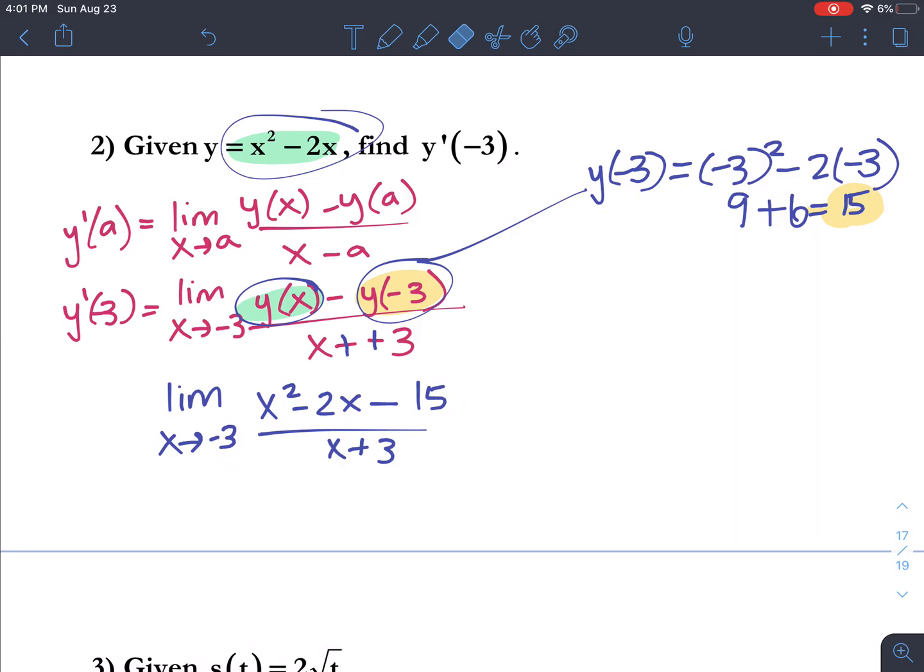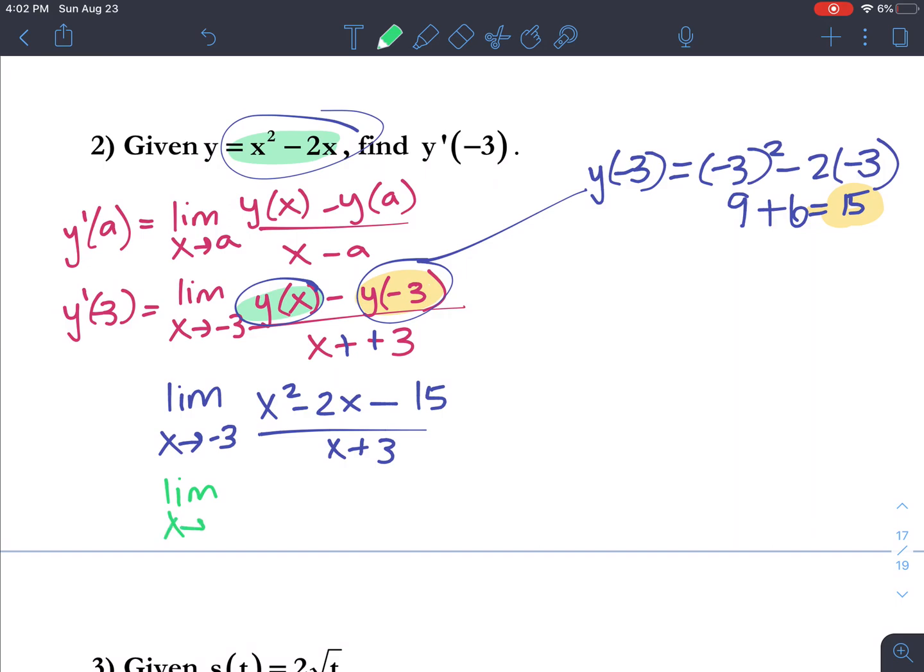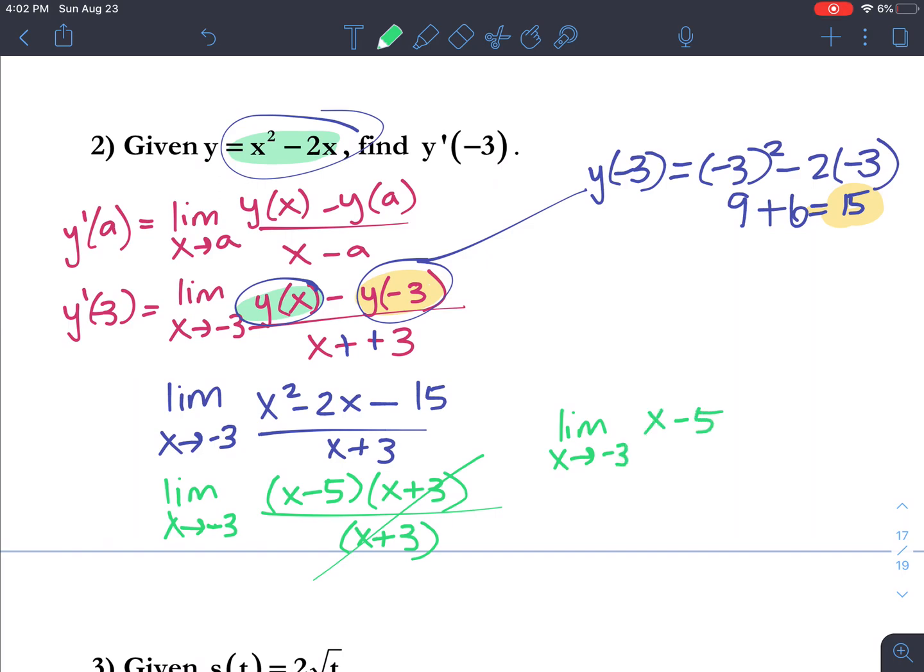So we're going to have to do some algebraic manipulation here. For example, we can factor the top to x minus 5, x plus 3. Those guys end up canceling. And now I've just got what happens as we approach -3 for x minus 5. -3 minus 5 is -8. Final answer.